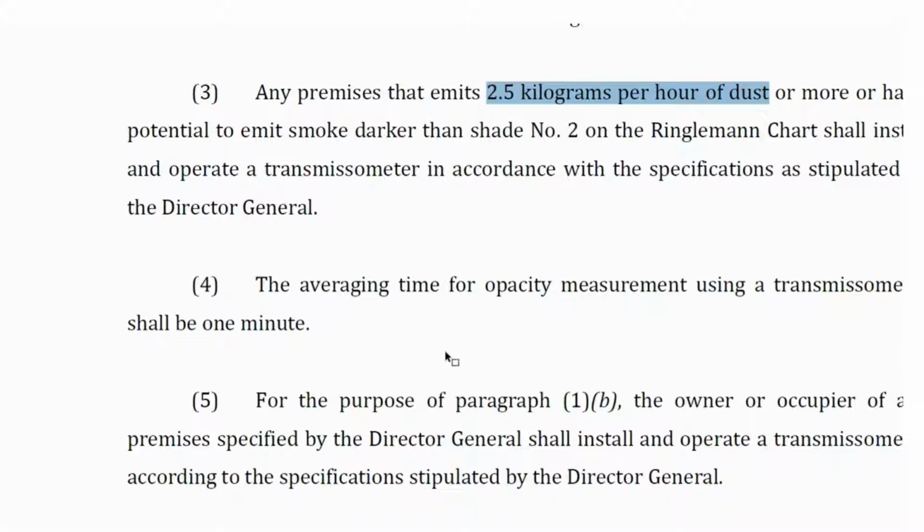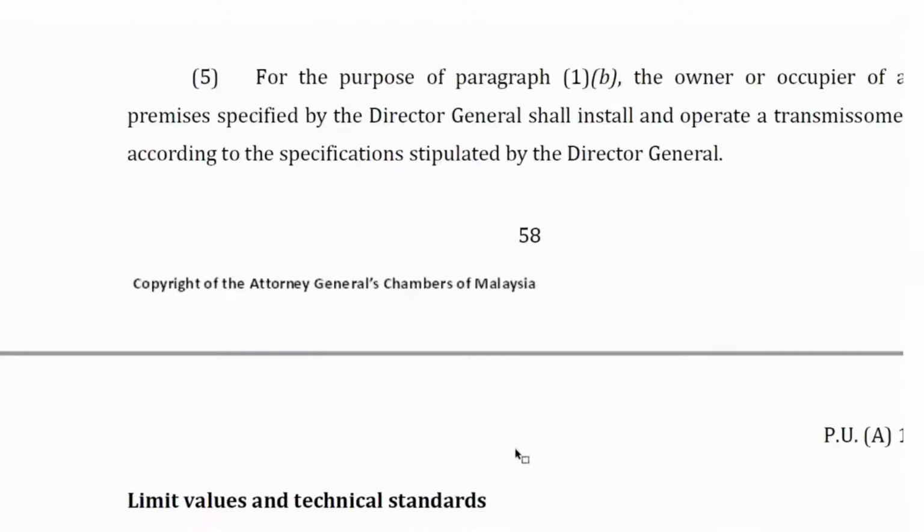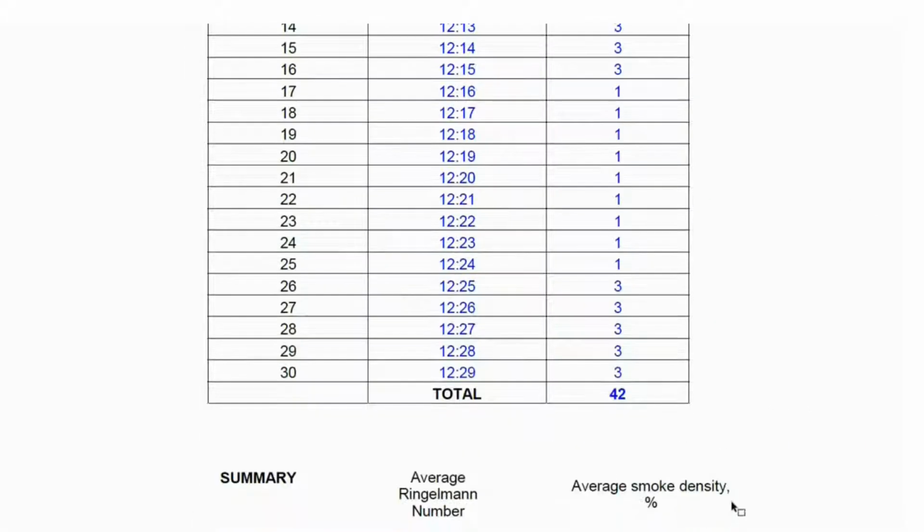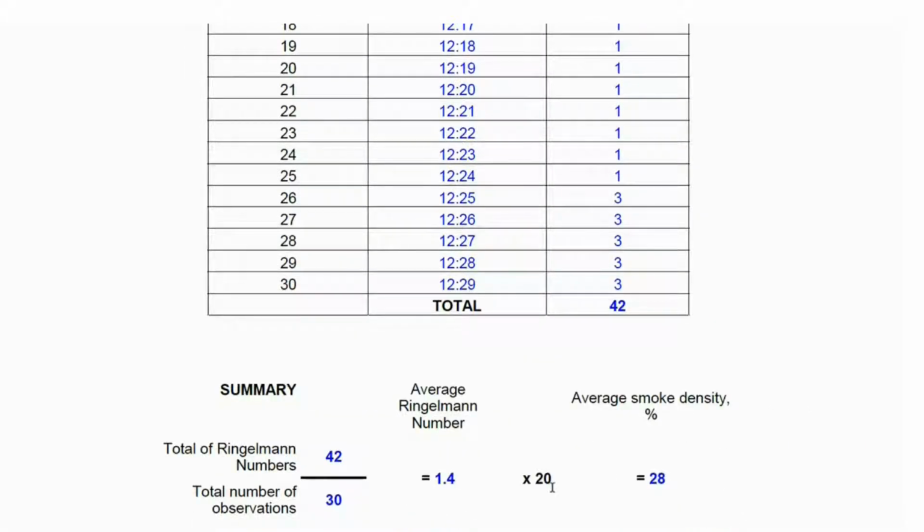And then for the purpose of paragraph 1B, the owner or occupier of any premises specified by DG shall install and operate the meter according to the specification. Kalau you menggunakan meter tersebut, try to get the guideline from DOE and you follow the spec. So in this case, basically ensure that it's logging for 1 minute lah. All right. So if I were to sum it up for dark smoke observation is general observation untuk fuel burning equipment. Ensure that it does not exceed dark smoke intensity above 20%.